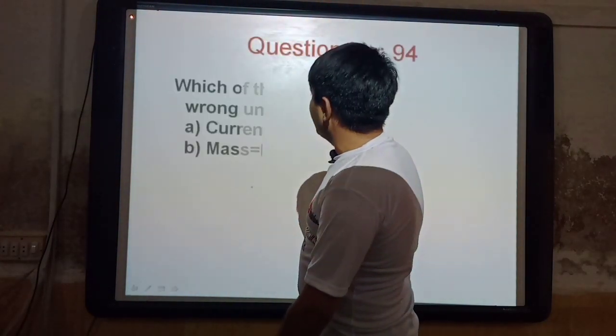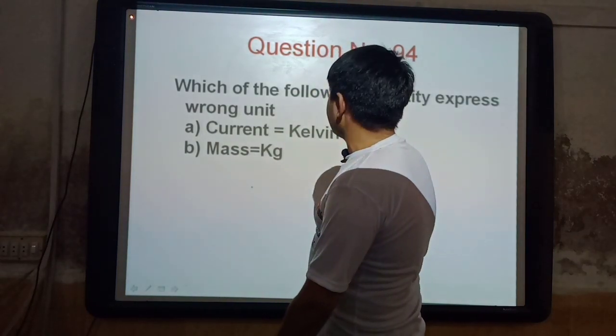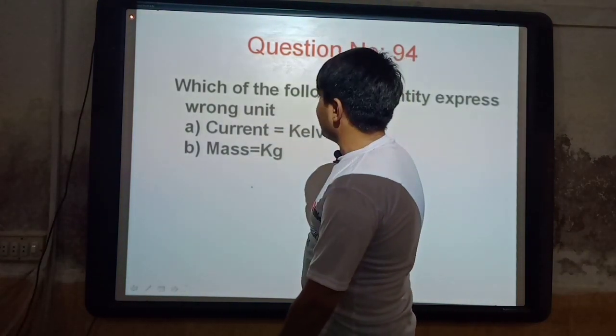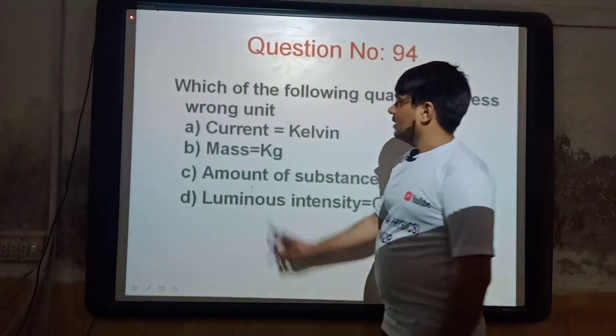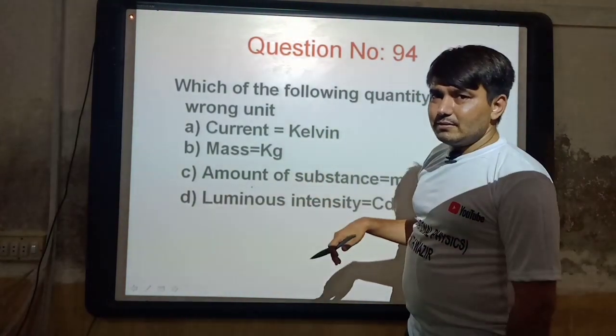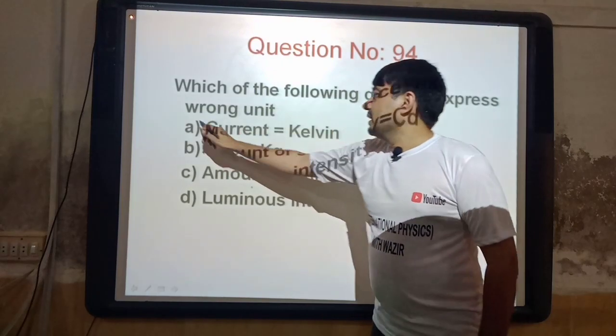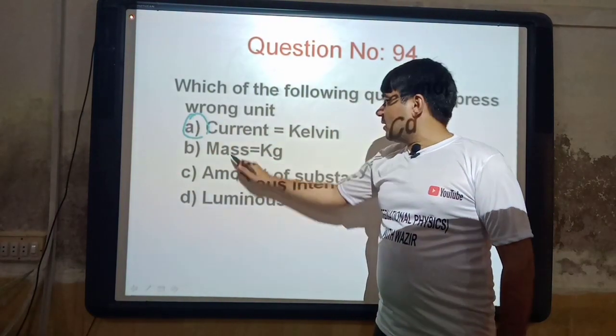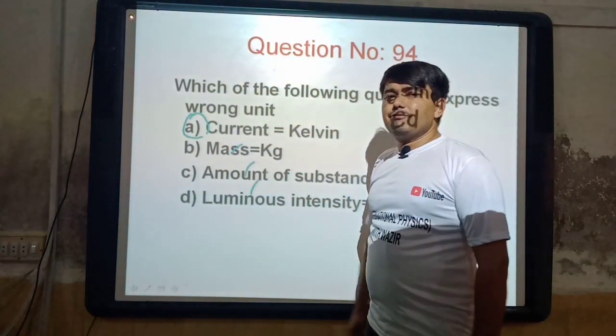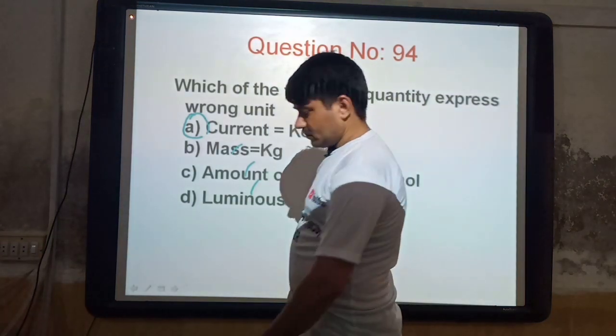Another question for you. Which of the following quantities expresses a wrong unit? Current is equal to Kelvin. At first you are thinking that it's wrong. All are correct. Only one is wrong.